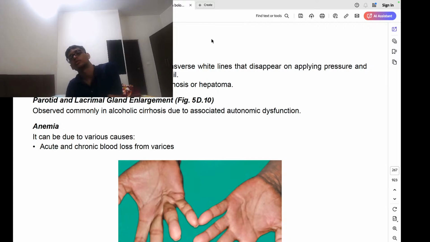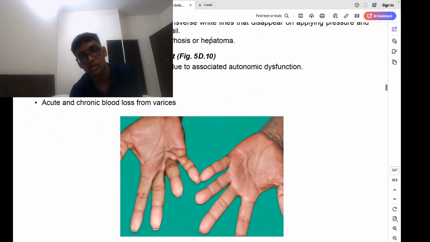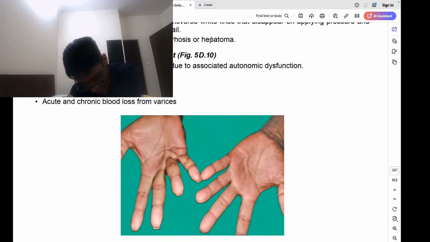Muehrcke's nails are characterized by transverse white lines that disappear on applying pressure, and these lines do not move with growth of the nail. Clubbing is present in primary biliary cirrhosis or hepatoma.